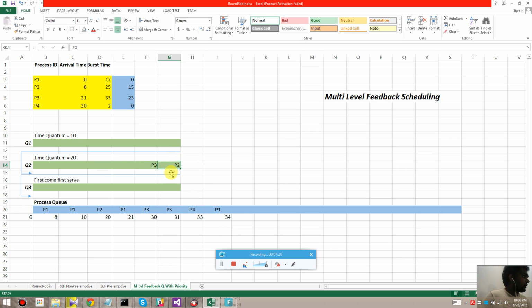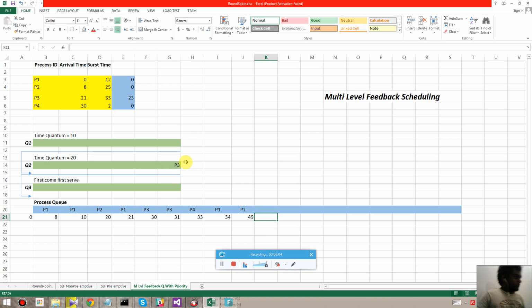Right, by time 34 I have processes P3 and P2 in the Q2, and if I check the remaining time of P2, it needs another 15 time units. The time quantum for Q2 is 20, which means that in one execution cycle, I can finish P2. So from time 34 to 34 plus 15 is 49, I can execute process P2 in the CPU, and by the end of that time process P2 will be finished, so I can mark remaining time as 0. I can remove P2 from the Q2, and I can bring process P3 to the front of the queue.